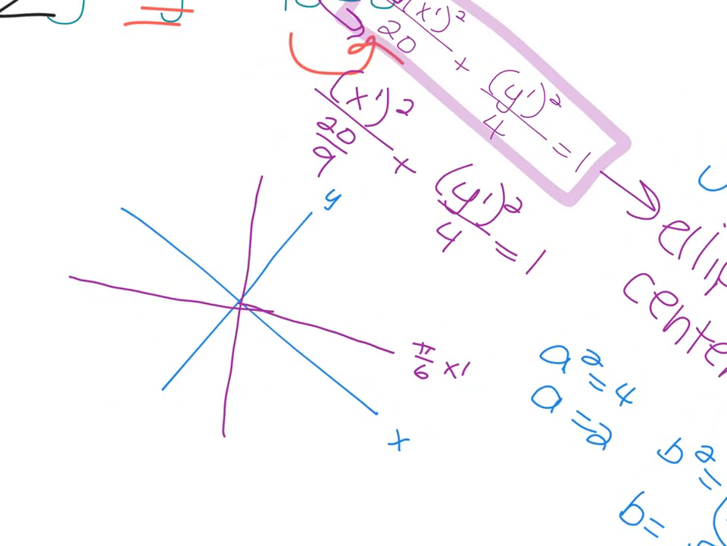and plot your ellipse. So the center's at 0, 0. We said it's vertical, so we're going up and down 2, and right and left 1.3-ish.